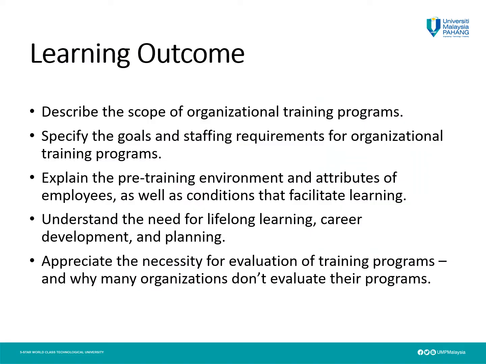For chapter 6, we will learn about employee training and development. The learning outcomes of this chapter are: first, the student should be able to describe the scope of organizational training programs, and specify the goals and staffing requirements for organizational training programs.